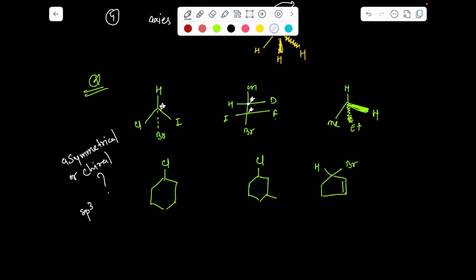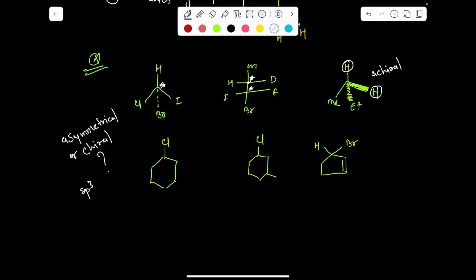Let's see this one. So we have hydrogen and hydrogen the same, it becomes achiral or symmetrical. Here in the ring compound, we can opt any carbon like this carbon, chlorine and here hydrogen. Let's draw the perpendicular. Both parts are the same. If both parts are the same, it becomes achiral, meaning symmetrical. But here if you draw the perpendicular, the first part and second part are different, and here chlorine and hydrogen, all four substituents are different, so this is chiral.